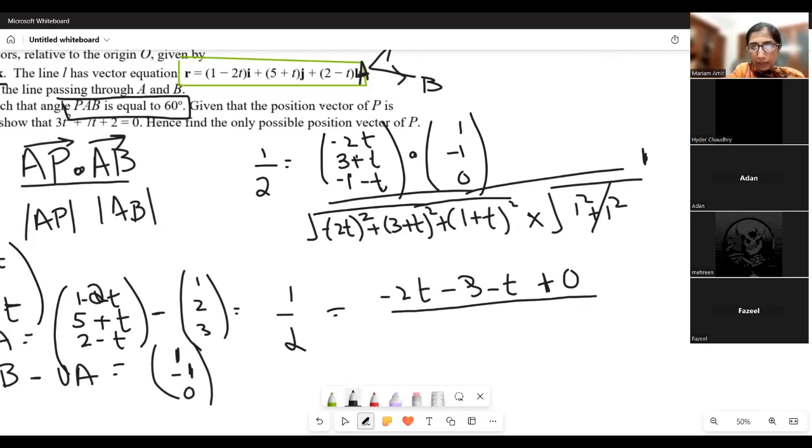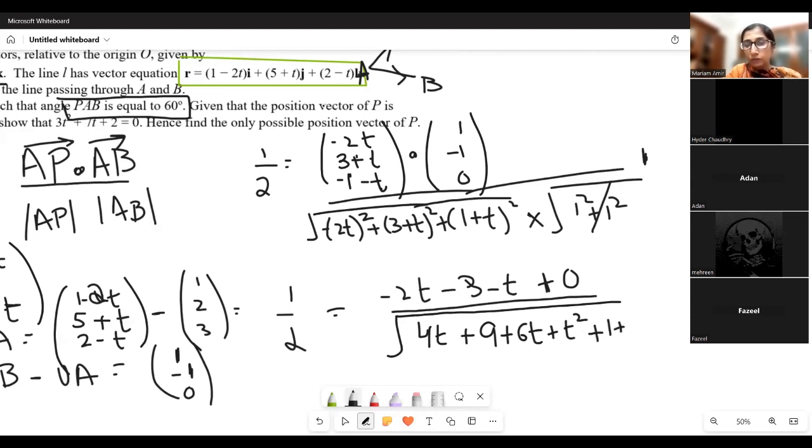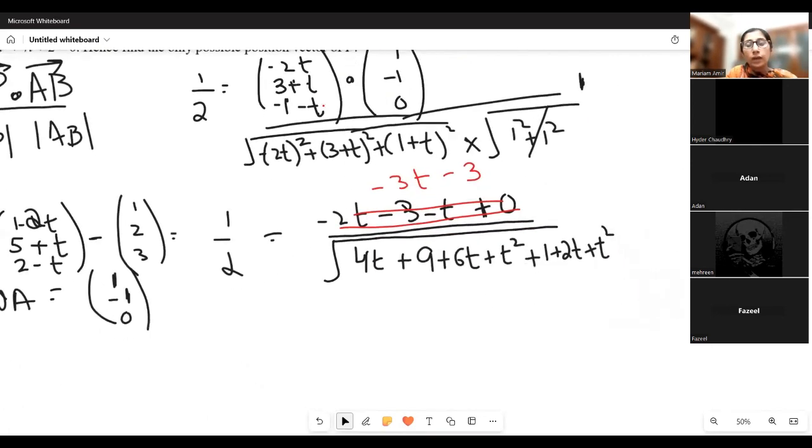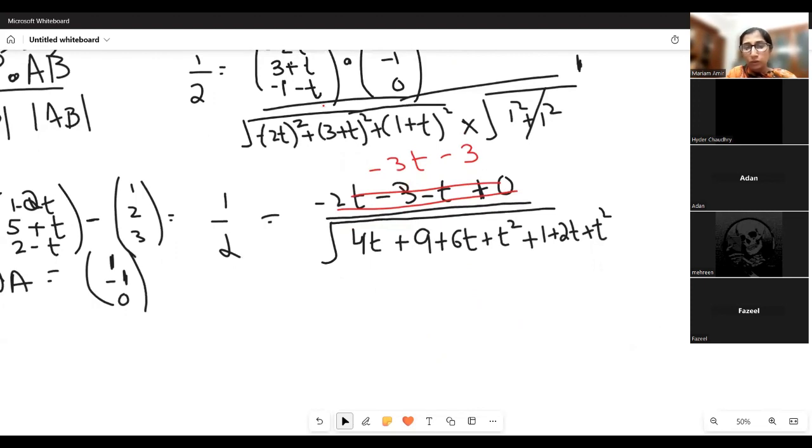And in the denominator, we have a square root, and then 4t plus a plus b whole square, 9 plus 6t plus t square, plus 1 plus 2t plus t square. Okay, I'm going to simplify the numerator here as well. This would be minus 3t minus 3. Yeah, that's right. Now what we need is the value of t. We need this quadratic equation here, in fact. So we can square both the sides to get rid of the square root in the denominator.